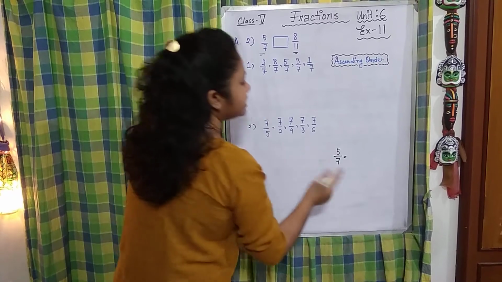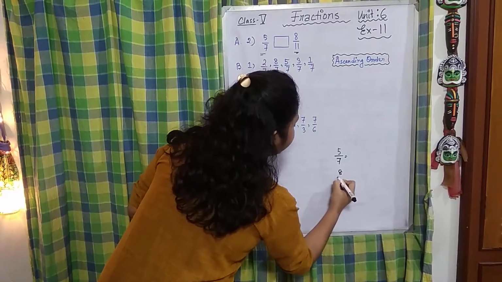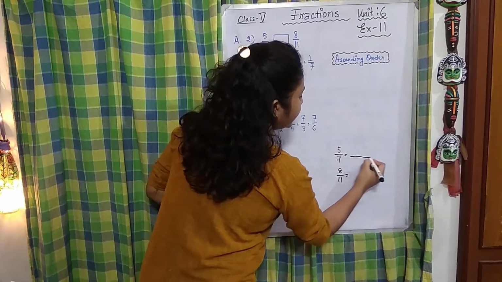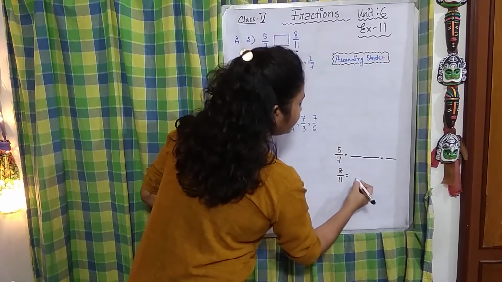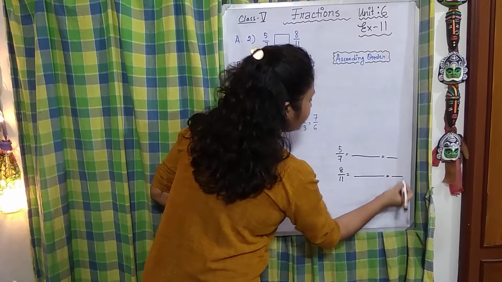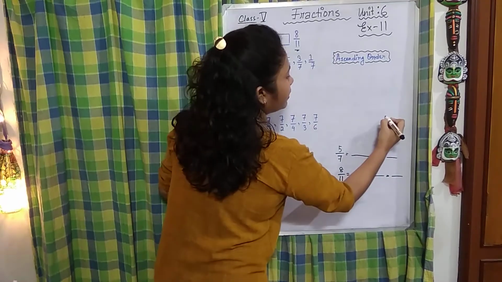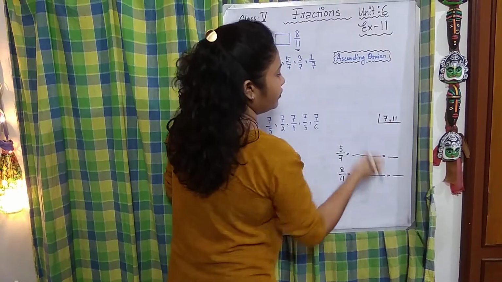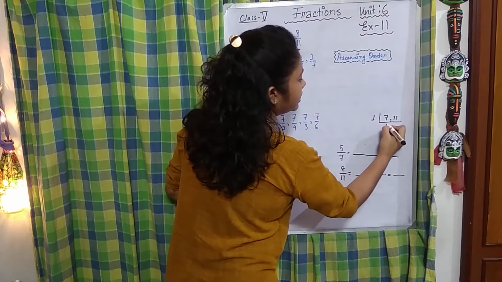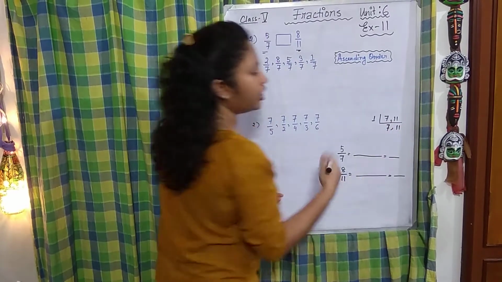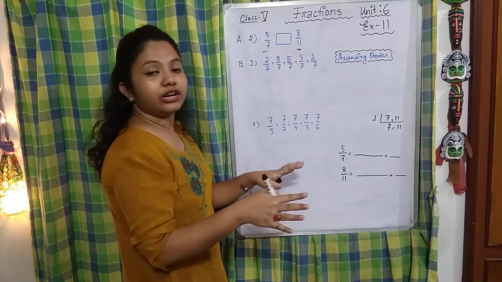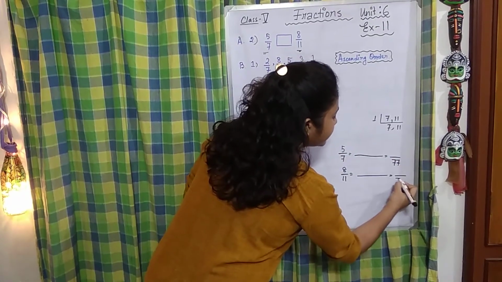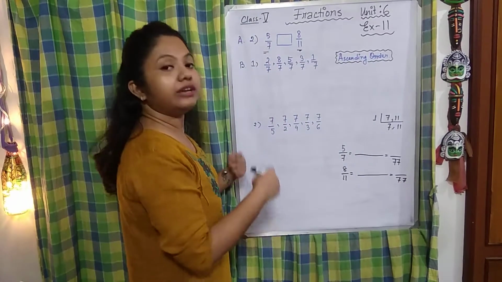Here I have written 5 by 7 and 8 by 11. Now after that, we have to find the LCM of both. When we are finding the LCM of 7 and 11, only one number will be the multiple of these two. So we multiply both to get 77. 7 into 11 gives us 77.